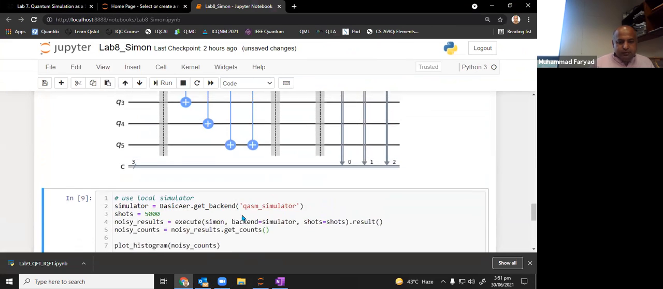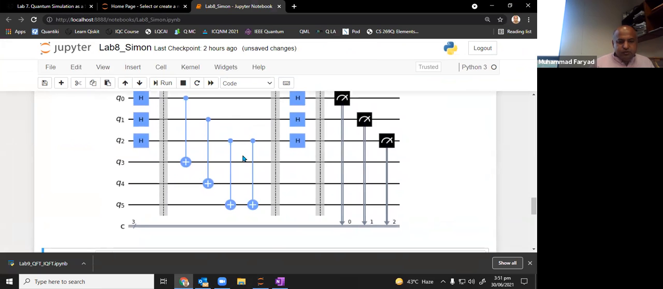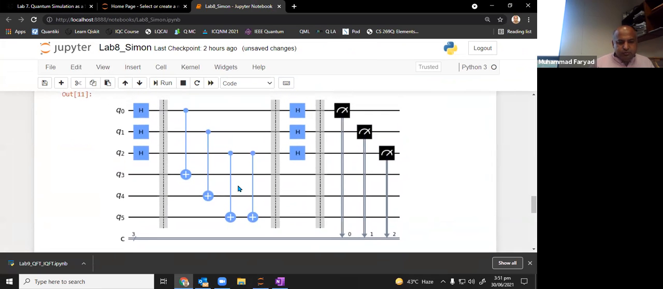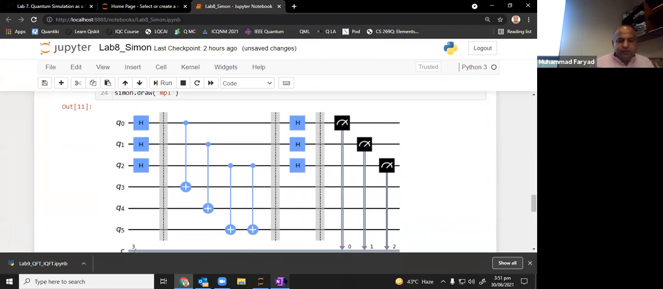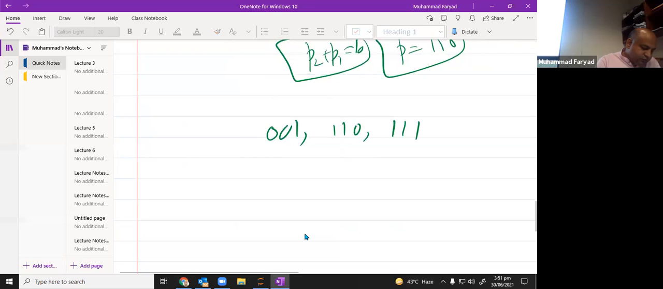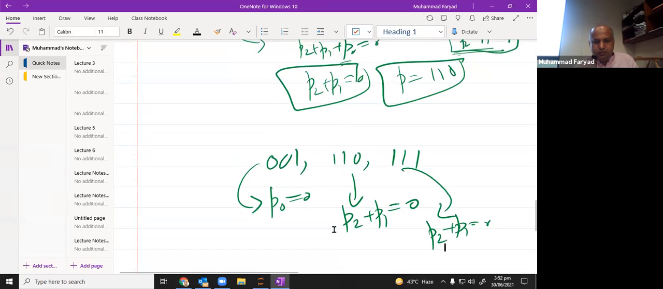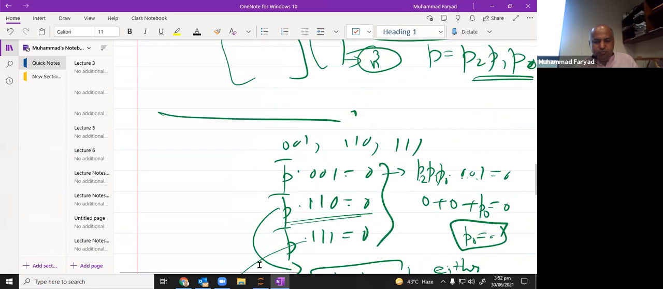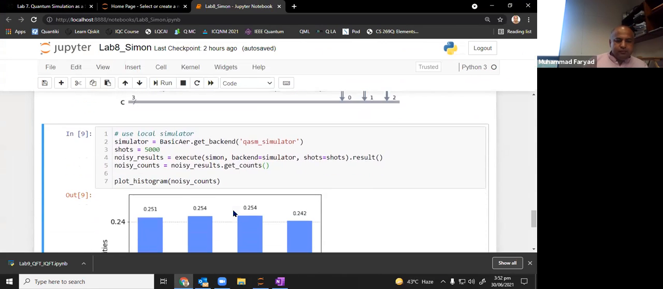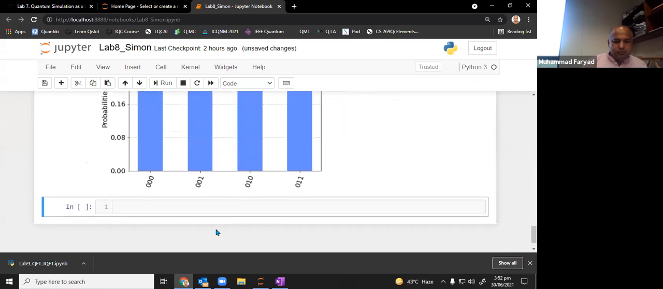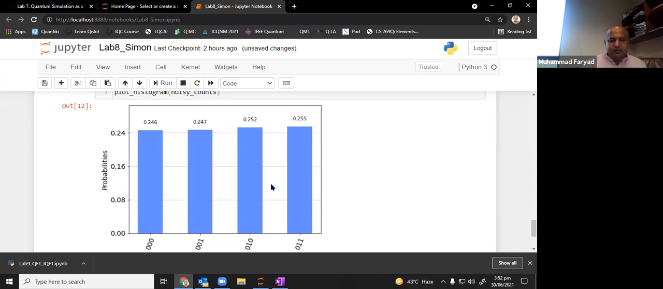And the circuit is 001. Okay, so let's see if we can infer from here. This tells us that P naught is zero. This tells us that P2 plus P1 is equal to zero. And this tells us that P2 plus P1 equal to zero. Isn't it the same as we got before? Oh, I haven't even run it, sorry. I was just looking at the previous histogram.